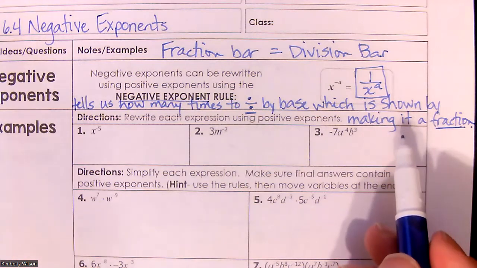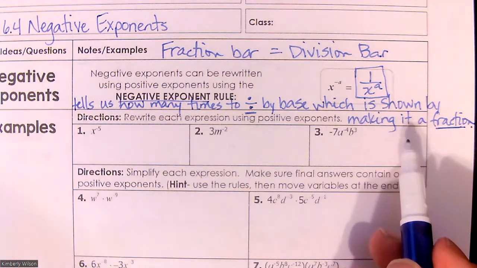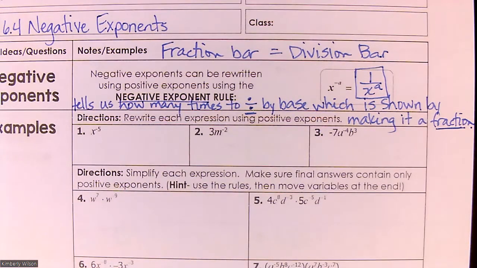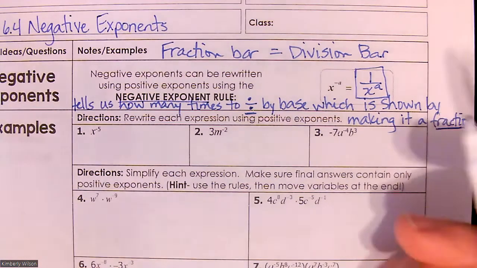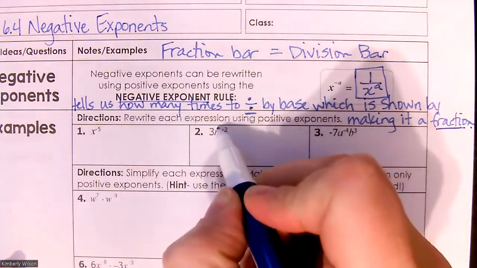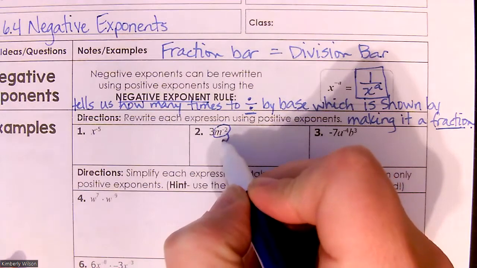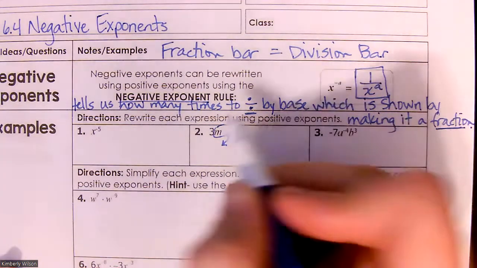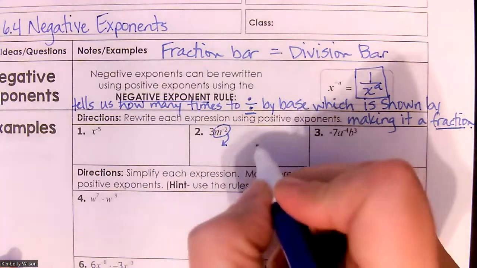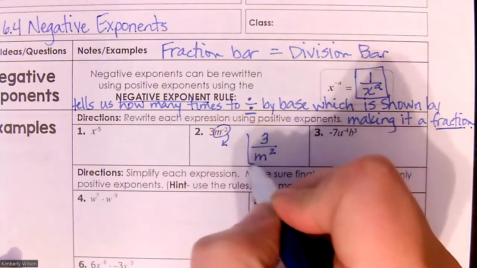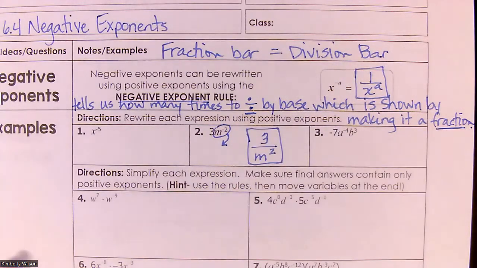Okay, so let's look at a couple of examples. Okay, here we go for the examples. So we're going to start with number 2. And what we're going to notice is only m is raised to the negative 2. So that is the only thing that is going to move to the bottom, to the denominator. The 3 is going to stay in the numerator spot. So this is going to become 3 over m squared. And there is my final answer.